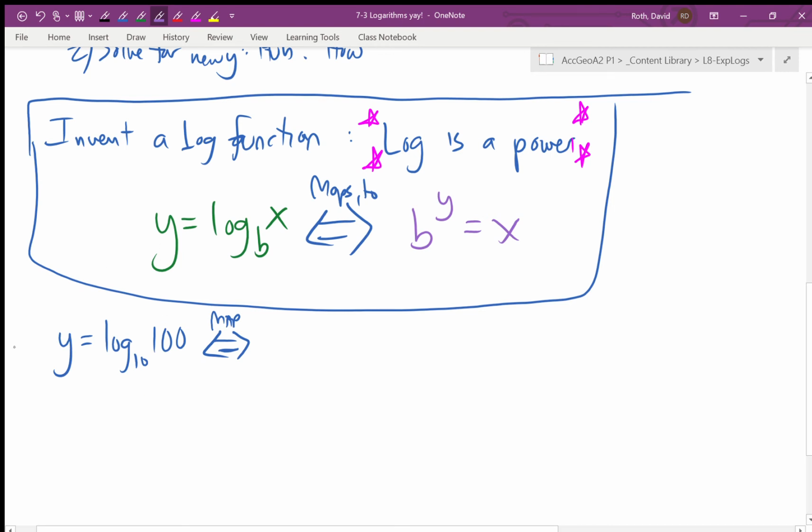Notice, where's my mouse? I don't see my mouse anymore. It's acting weird. There we go. It turned into a little dot.